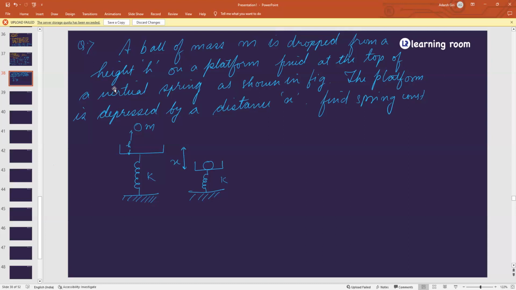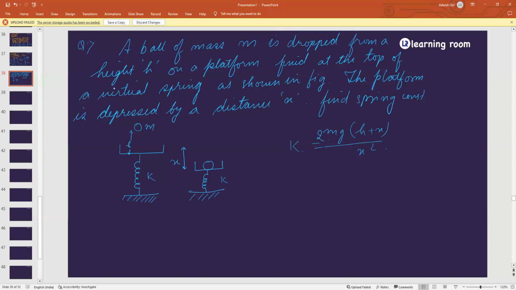Sir, I got mg into h plus x divided by x square. You have all the terms, h plus x by x square. Is it this? Yes, sir. A little bit of mistake is there. Sir, is it 2 into mg? Yeah, good, Rohit. It's 2 into mg.